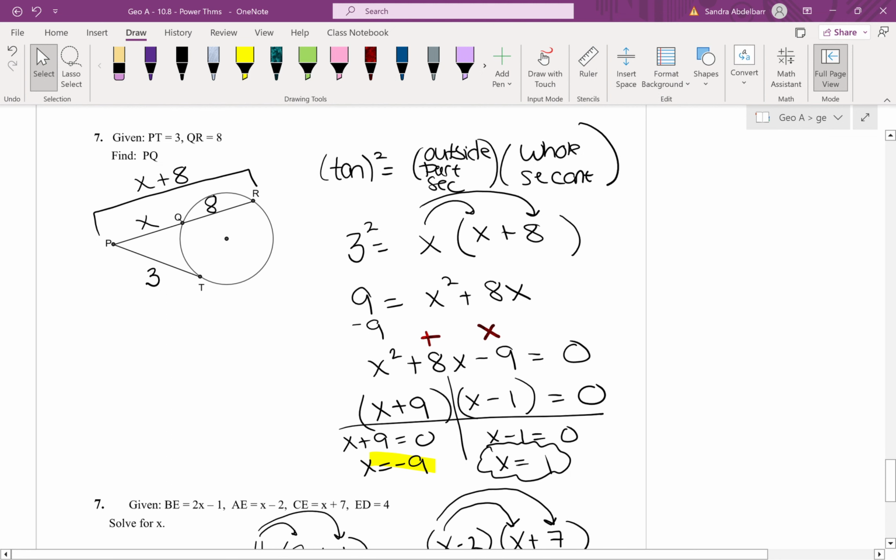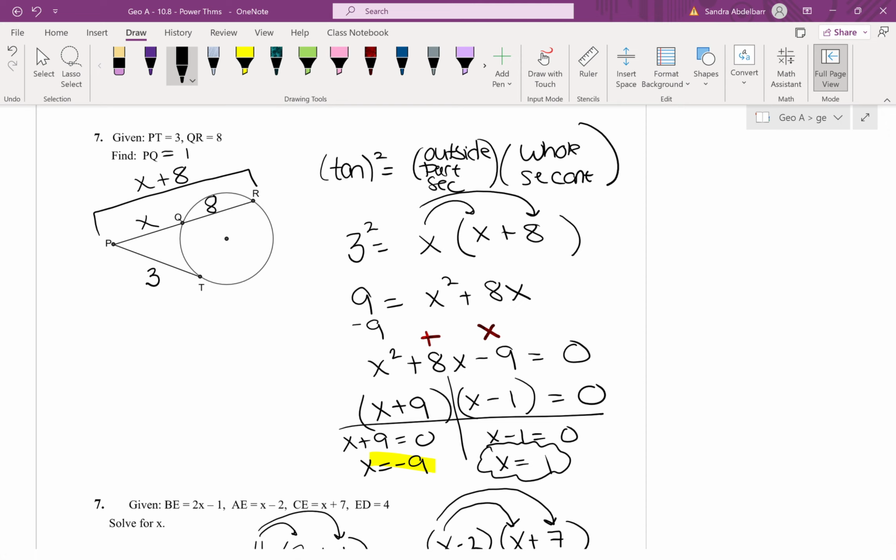A lot of you just want to stop there. If I say find x, then you're good. But what did I say? Oh, I did say that. All right, I said find PQ, which is just x. So that is 1. But let's say I asked you to find PR. What would be PR? PR would be 8 plus 1, which is 9. Exactly.